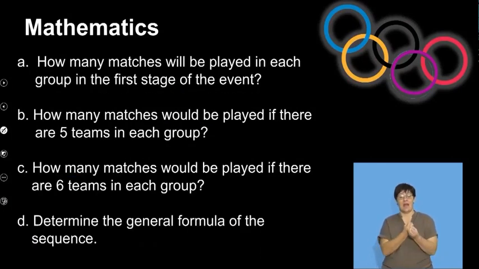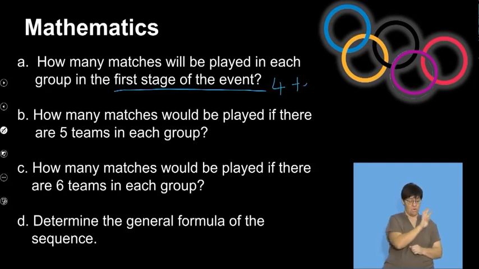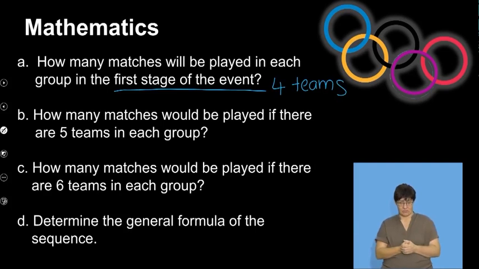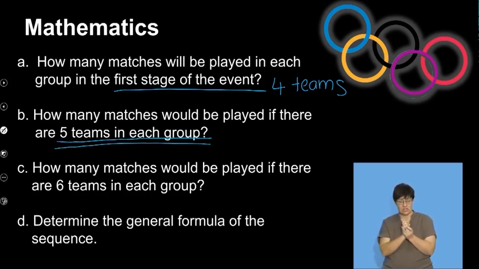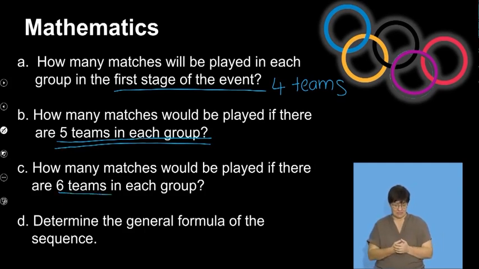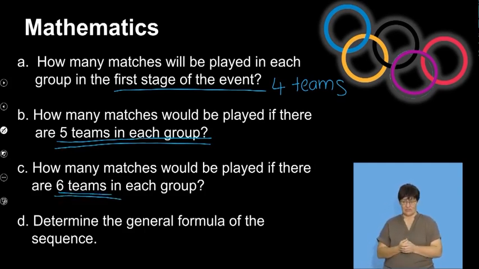So, how many matches will be played in each group in the first stage of the event? So that's essentially where we have 4 teams. Then we're going to see how many matches would be played if there are 5 teams in each group. Then see how many matches would be played if there are 6 teams in each group. Then we are going to determine the general formula of the sequence.